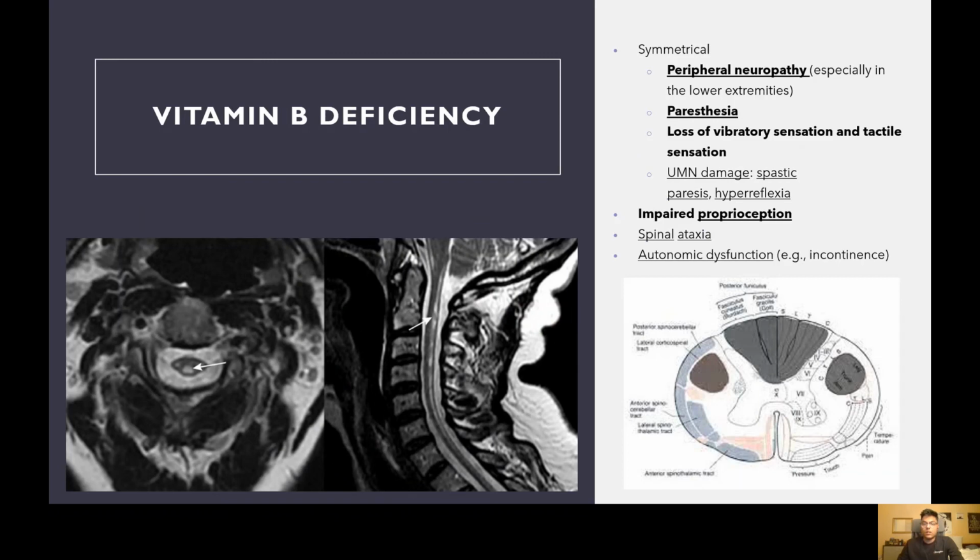Another etiology to consider is vitamin B12 deficiency, because in late stages, this can affect the posterior spinal cord, leading to peripheral neuropathy or paresthesias, and can also interrupt proprioception.